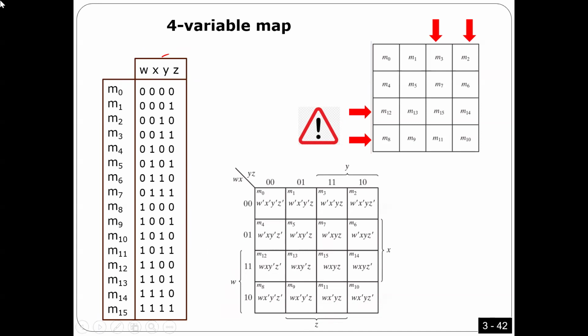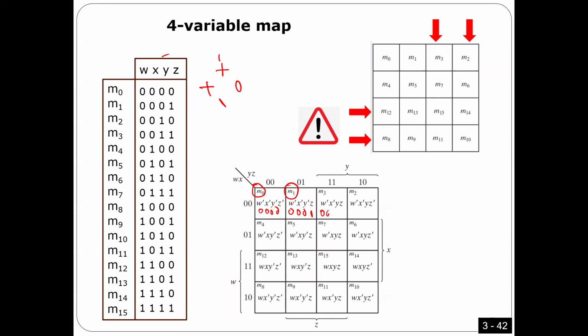Now, this is W prime, X prime, Y prime, Z prime. So which minterm is this one? I already explained before how you can do it. Every prime, you have to replace by 0. If there is no prime, you make it 1. So if you follow this, this is 0, 0, 0, 0, which is minterm 0. Same thing here, 0, 0, 0, 1, so this is minterm 1.